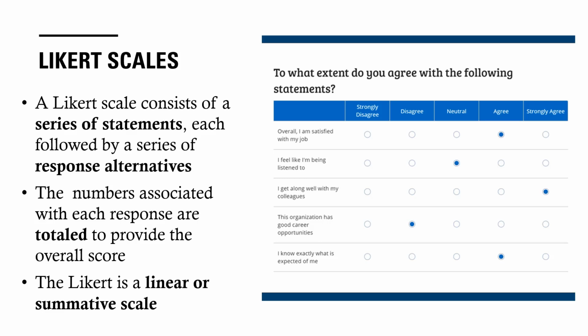The numbers associated with each response can be totaled to provide an overall score. And it's for this reason that Likert scales are sometimes referred to as summative scales, because they can be summed, or the answer choices can be added together to give a total score. A Likert scale is often also referred to as a linear scale because the response categories all go in the same direction across the various items that are used.